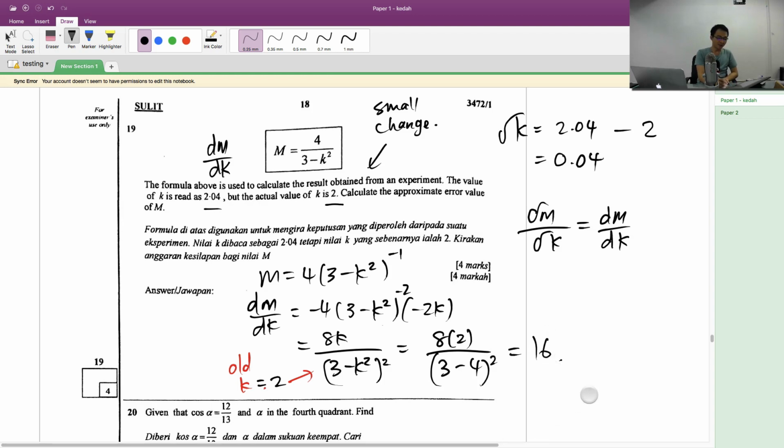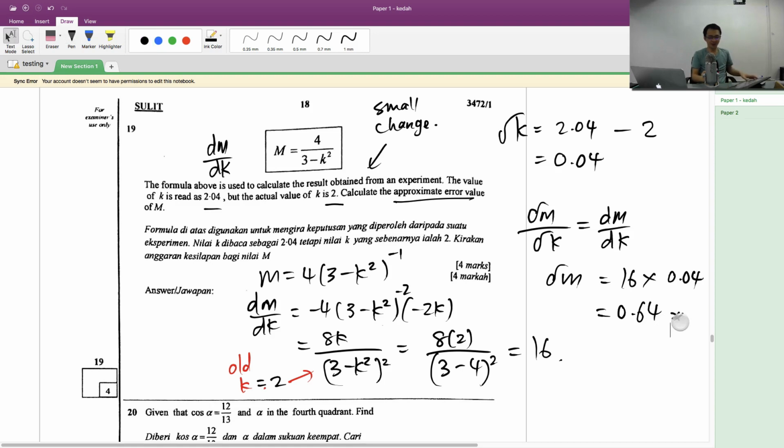Since I get 16 already, then I can find my change of m, because the question actually asks you to calculate the approximate error value of m. Basically, they want to know what is the error of m. So it means the small change of m, the small error of m. Alright, so that means we have used the small change formula. So dm/dk is 16, multiply change of k. Change of k is 0.04. So the answer should be 0.64.